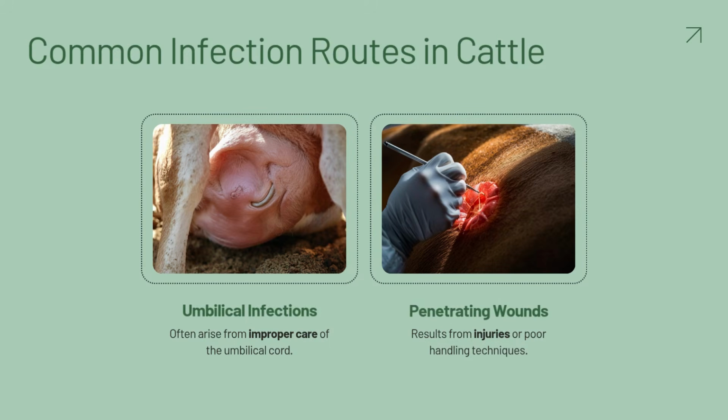The most common infection routes in cattle include umbilical infections in newborn calves, penetrating wounds, or contaminated injection sites. Poor hygiene during calving, castration, or dehorning can also allow bacteria to enter the bloodstream and lodge in a joint, making prevention and early recognition crucial.